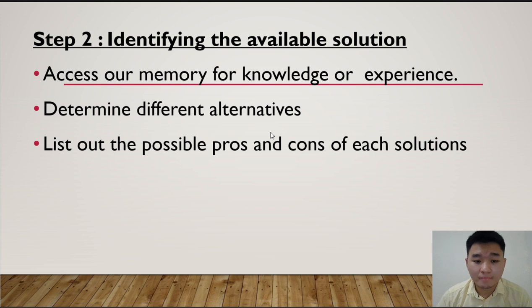When you have determined the different alternatives, list out the possible pros and cons of each solution, because each of your solutions has its own advantages and disadvantages, which is why you have to list out all of them. Then you think, this is my available option to solve my problem, but what are their pros and cons, which one is the best for me to choose.